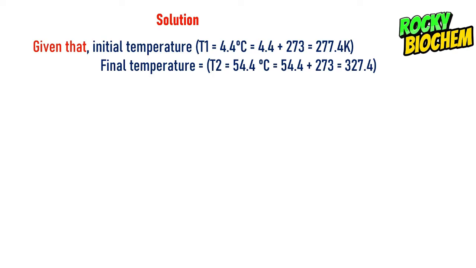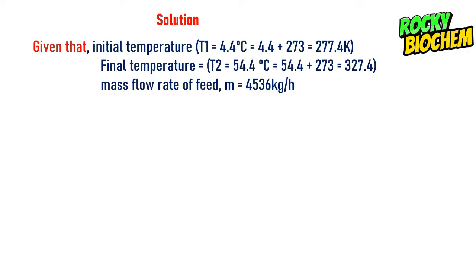So the question gave us the initial temperature to be 4.4 degrees Celsius. Don't forget that the unit for sensible heat has Kelvin in it. So let's convert the temperature from degrees Celsius to Kelvin. When you have your temperature in degrees Celsius and you want to convert it to Kelvin, it is just a matter of adding 273 to that figure. So T1 will be equal to 277.4 Kelvin, and T2 will be equal to 327.4 Kelvin.